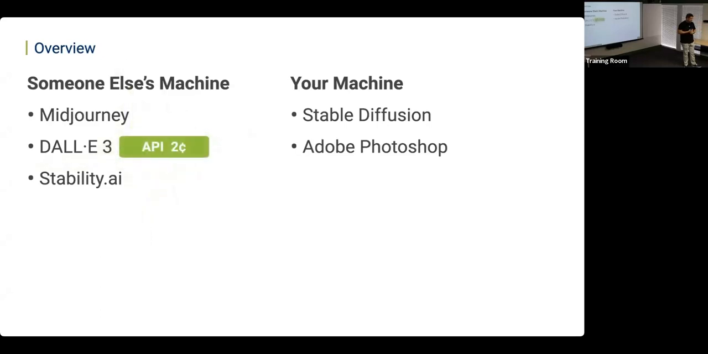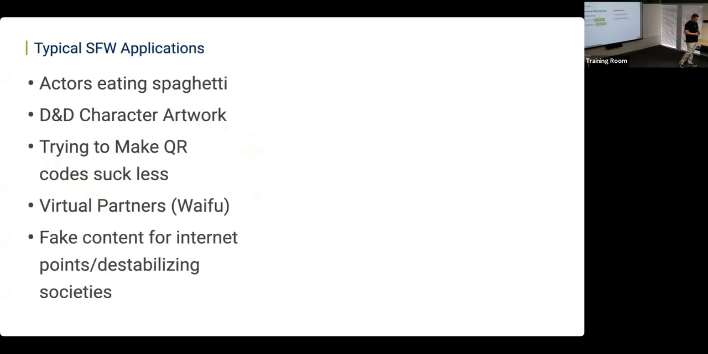And just for context, with DALL-E 3, the cost per image is about 2 cents. Stability AI is a little more expensive. It's like $1.60. So we probably won't spend much more time talking about Stability AI.